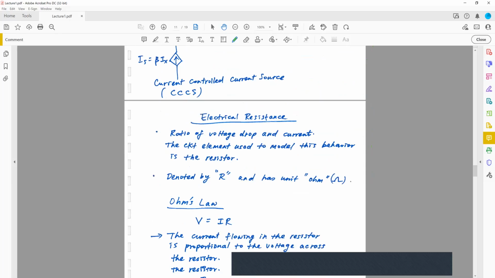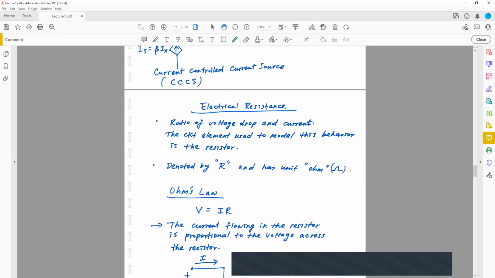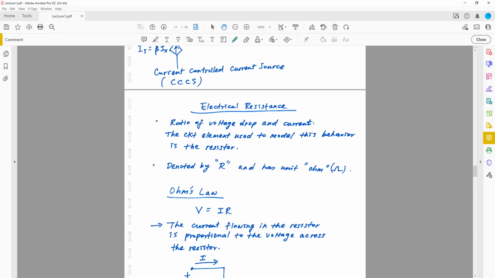Okay, so let's move on and talk about electrical resistance. This is probably one topic that you have seen in your physics course last time. I think it makes sense for us to revisit this topic because we will be dealing with voltage, current, and resistors a lot in this course. So it makes sense for us to understand fundamentally what this electrical resistance is doing.